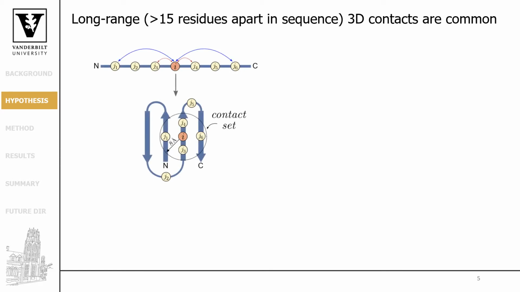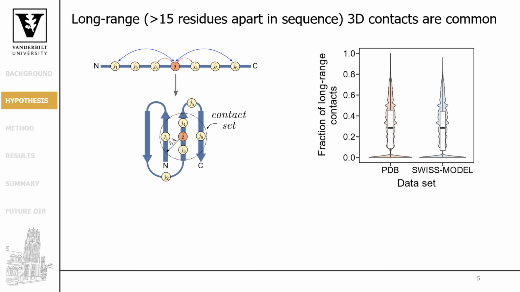Here's what we mean by 3D structural context. We all know that amino acid residues form 3D contexts when 1D sequences fold into their native 3D structures, and that neighbors in 3D space are not necessarily neighbors in 1D sequence. In fact, long-range 3D contexts that are more than 15 residues apart in sequence are very common. Our survey of structures in the Protein Data Bank and high-quality models in the Swiss-Model repository indicates that, on average, about 30% of the contacts each residue makes are long-range.